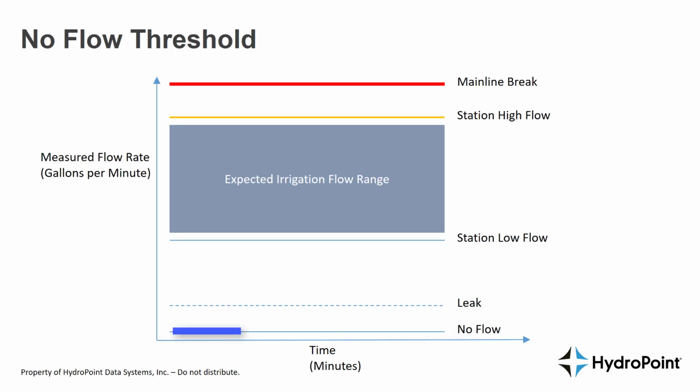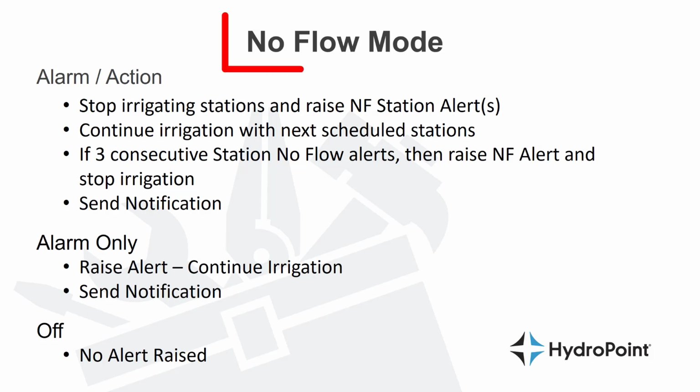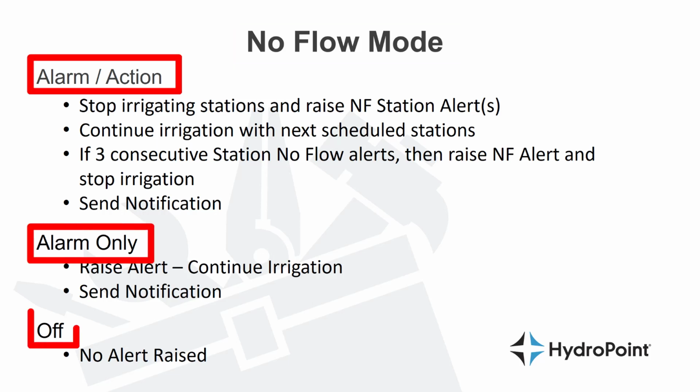Then during irrigation, when the water kicks on and the controller is expecting to measure flow, if you're getting a no-flow alert, that means that after the delay period has expired, the controller measured less than the minimum system usage. And then the no-flow mode allows you to select how your controller will respond when an alert is raised. And you'll have 3 possibilities: alarm in action, alarm only, or off.